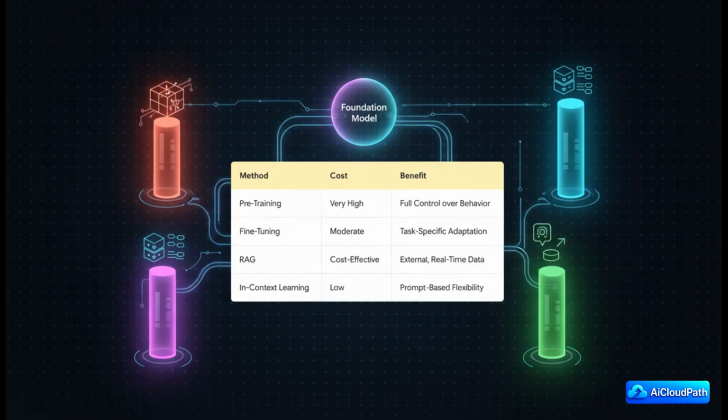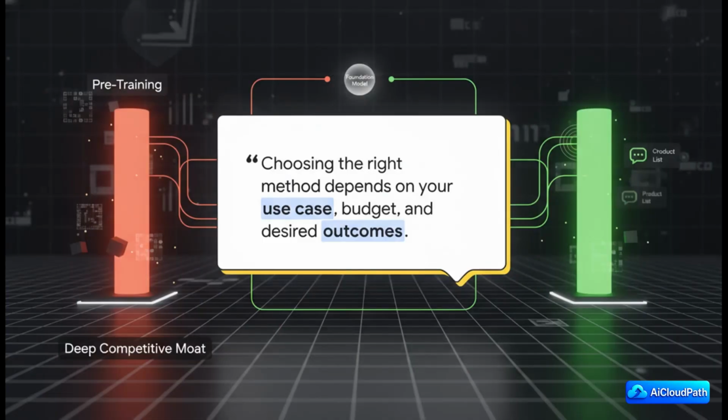At the very top, you've got pre-training, maximum cost for maximum control. As we move down to fine-tuning, the cost drops, and you get that powerful task-specific adaptation. Then we hit RAG, where things get really cost-effective, and the key benefit is connecting to live external data. And finally, all the way at the bottom is in-context learning, the lowest cost, giving you that instant flexibility right inside the prompt.